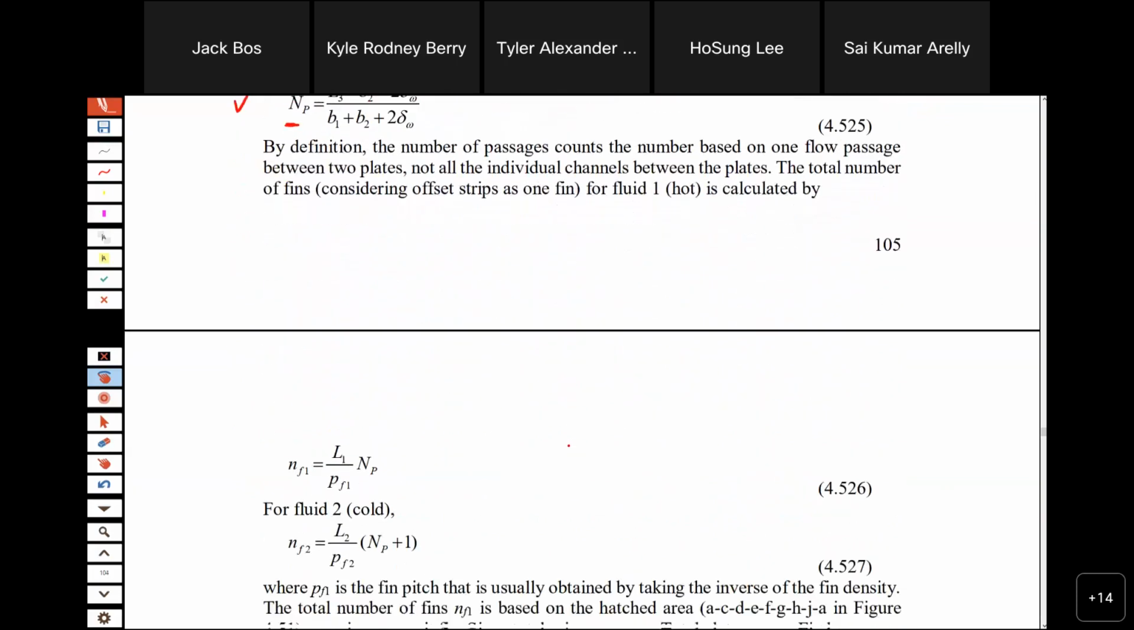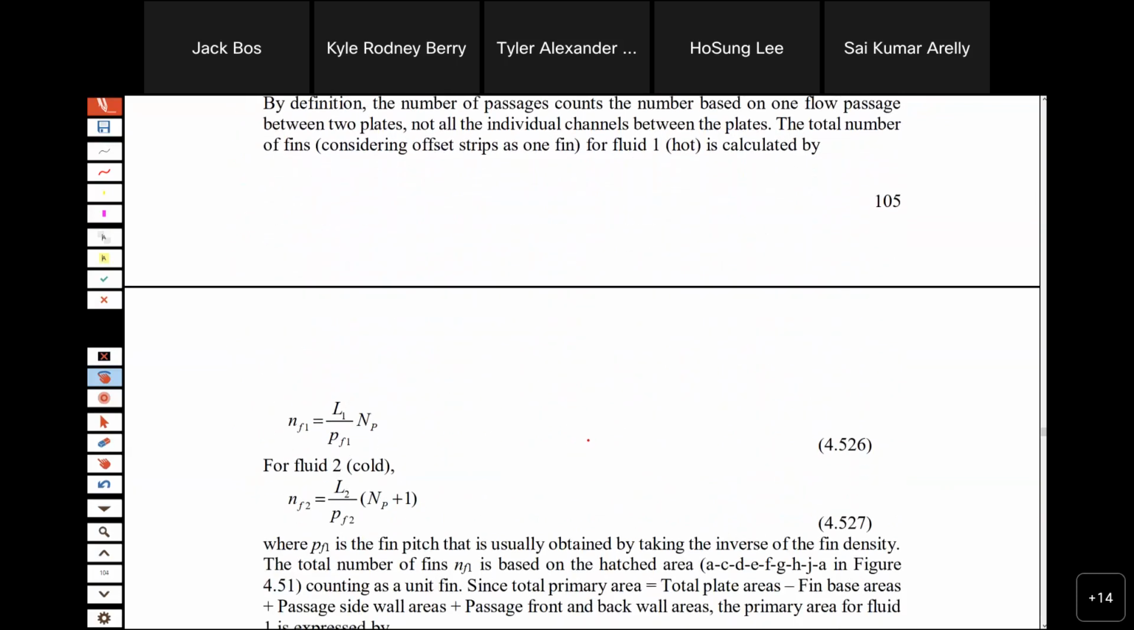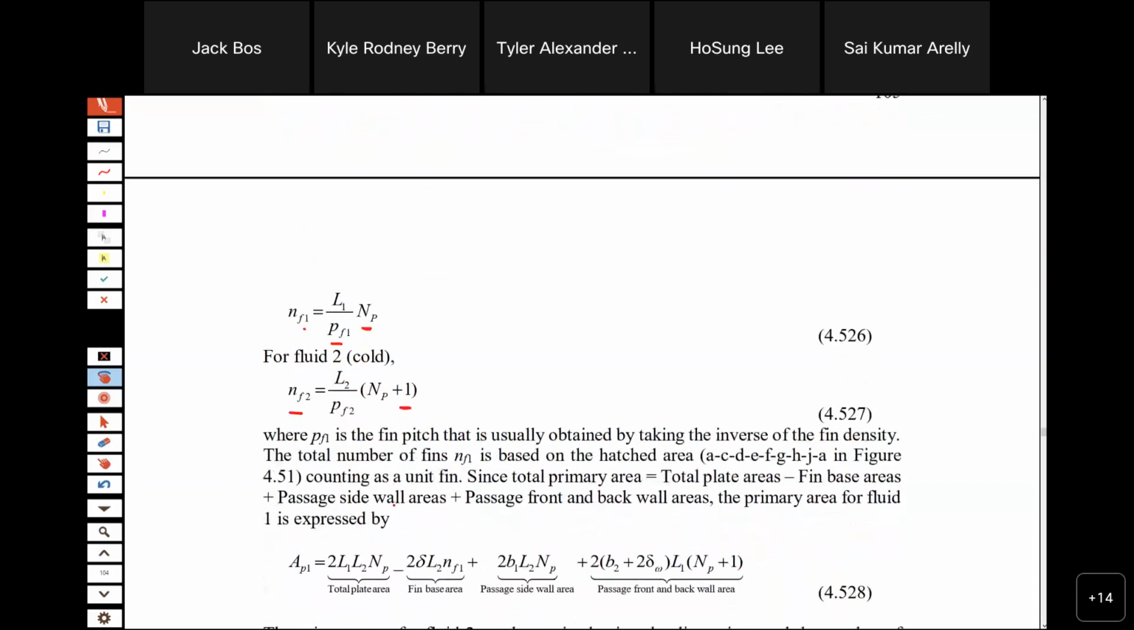And then number of fins. Number of fins is L1, one side, and then pitch. L1 divided by pitch, but also there are a number of passes, something like that. So it appears very complex, but if you figure out the unit cell, then one by one, you know, this is fluid 2. It turns out to be simple geometrically.